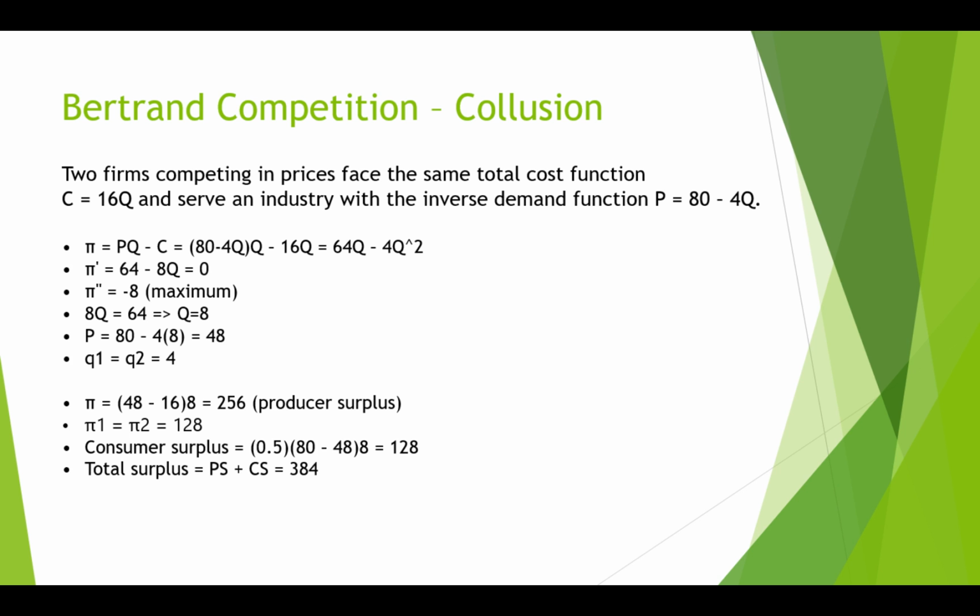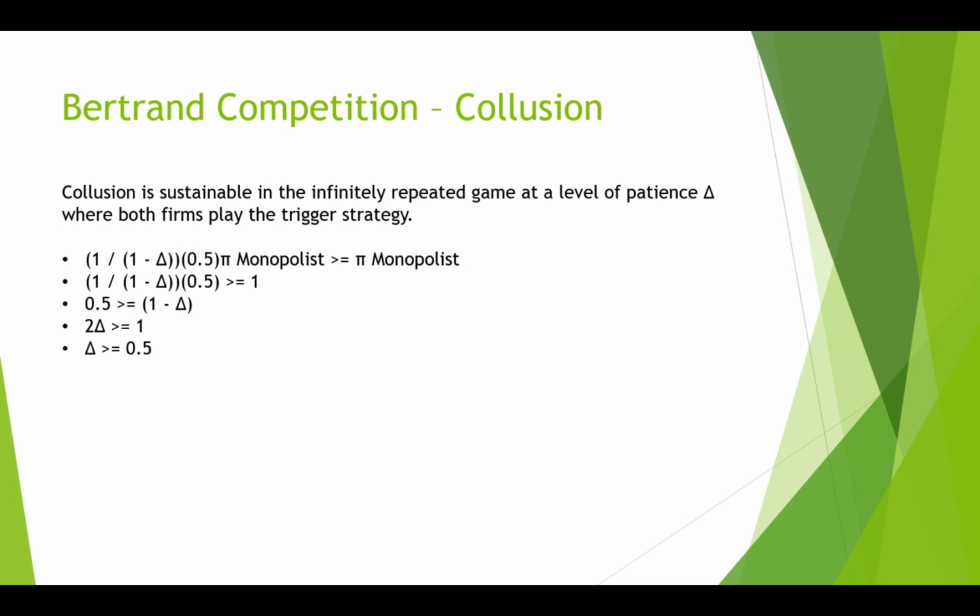Total surplus as well. Now, this is only sustainable if, in the infinitely repeated game, the firms competing have a level of patience of at least delta. Okay, so we're going to work that out now, and both firms need to credibly play the trigger strategy in this case, so that the punishment is harsh enough for the firms to prefer to collude.